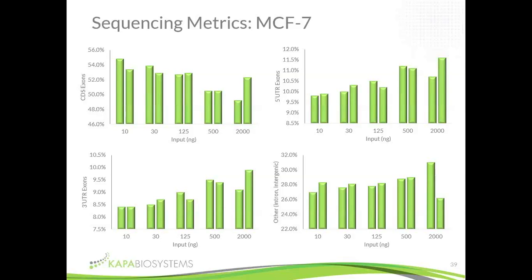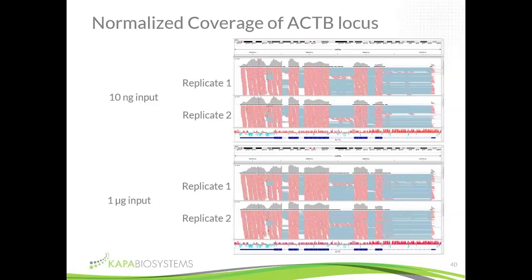We also examined IGV plots from a housekeeping gene. In this case, we looked at the ACTB locus across inputs and replicates. Just to familiarize everybody with these plots, the top of the figure shows the chromosomal region of interest, and a GC content trace is also included at the bottom of the figure.